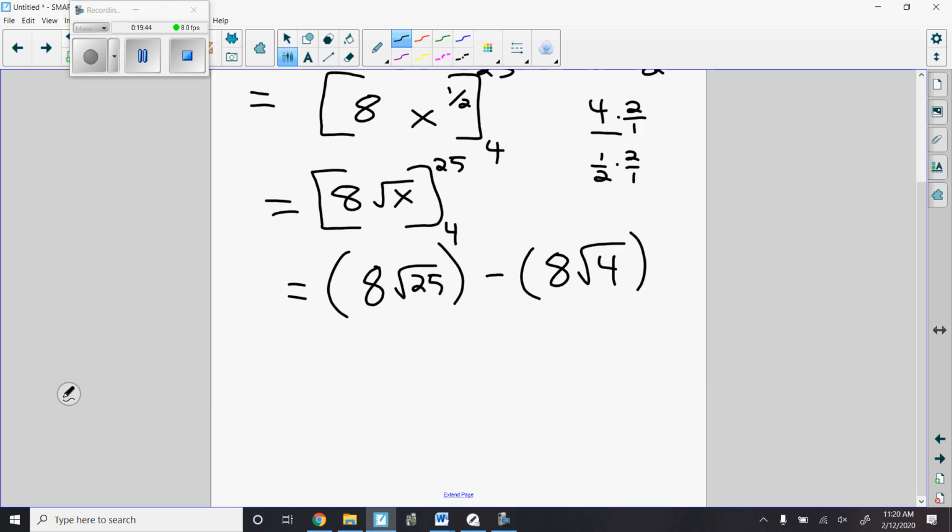So root 25 I know is 5, right? I'm just, again, plugging in the top number for x, plugging in the bottom number for x, and subtracting them. Root 25 is 5. 8 times 5 is 40. Root 4 is 2. 8 times 2 is 16. And 40 minus 16 is 24. My correct final answer. Okay, let's look at another one.